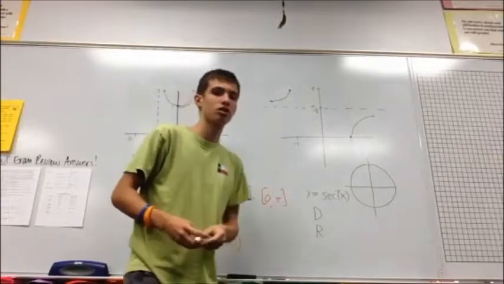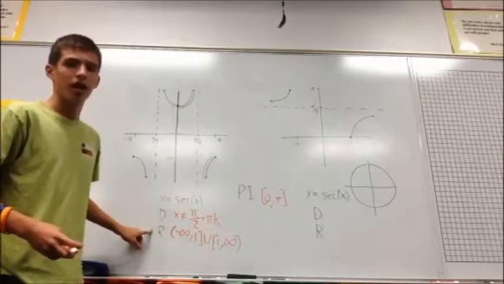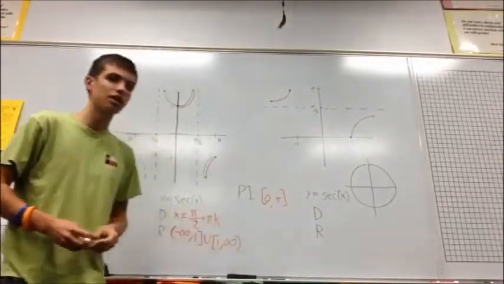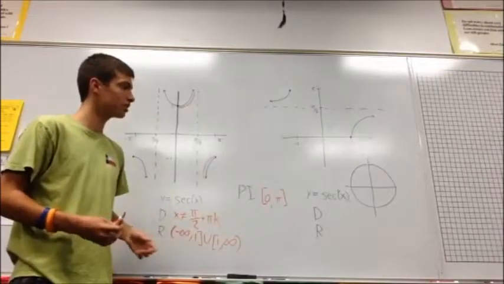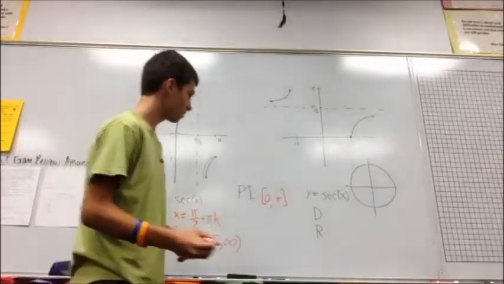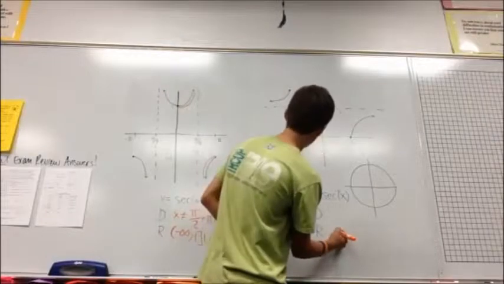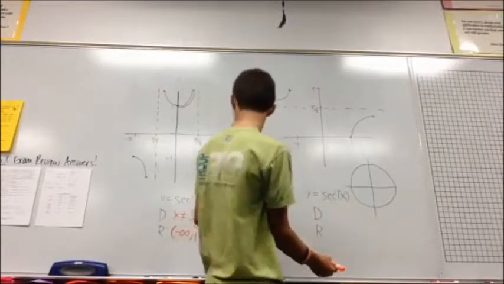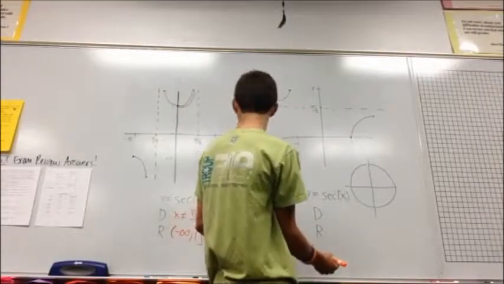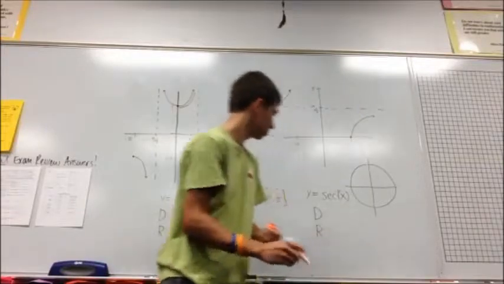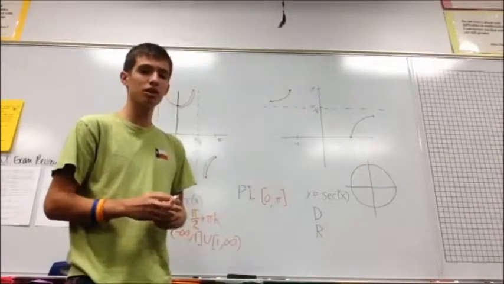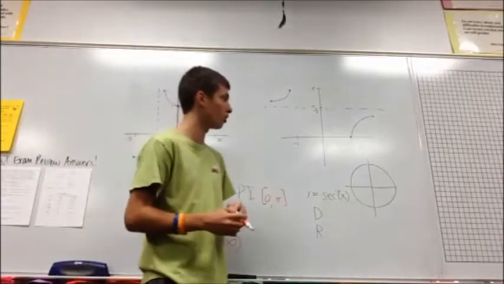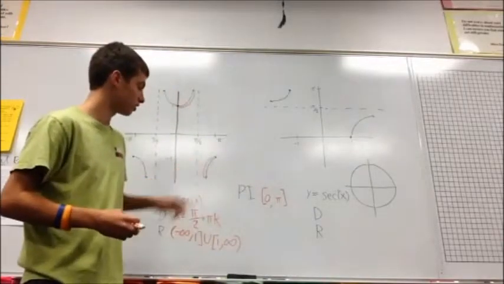So the domain and range, like this one, will be the same except flipped, so that now the x's replace the y's. And so the range will be, the domain is going to be the same as the range for the secant graph.